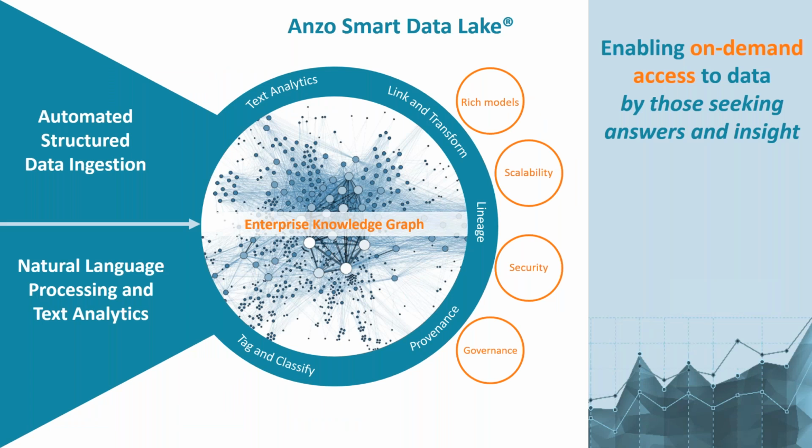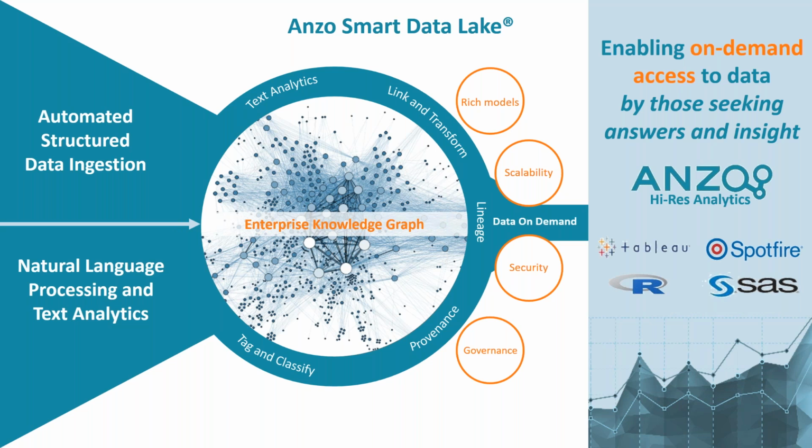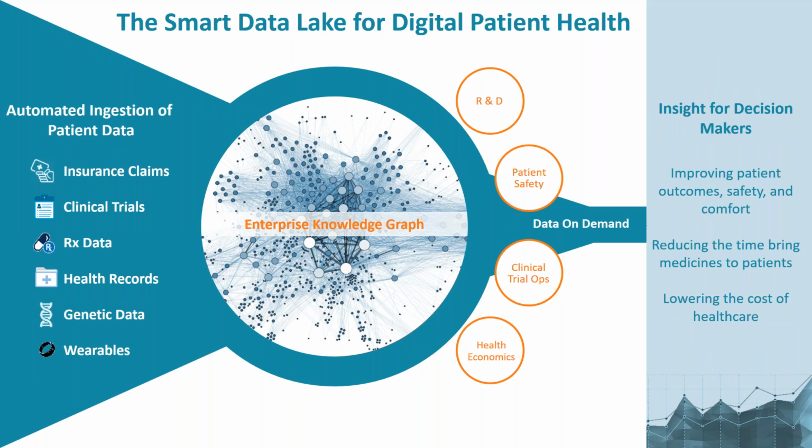So, stepping back and summarizing what we've looked at so far. Anzo Smart Data Lake does automation of structured data, text analytics, and natural language processing to build, manage, and scale the knowledge graph. It uses in-memory computing to apply scalability, security, and data governance, and makes that data available in whatever fashion is required.